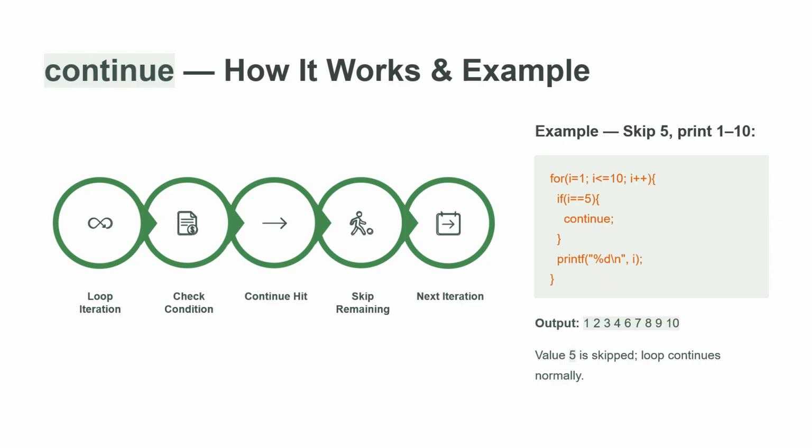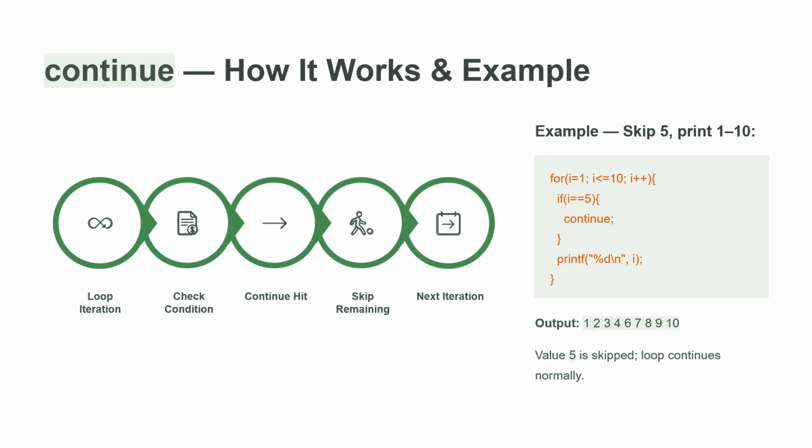So here I have taken 1 to 10 and I would like to skip 5. So I have a loop: i equal to 1, i less than or equal to 10, because I am printing 10 numbers, and increment value. My condition is I want to skip 5. So if i equal to 5, continue to the next statements. So value 5 will be skipped and the rest of the numbers should continue normally.